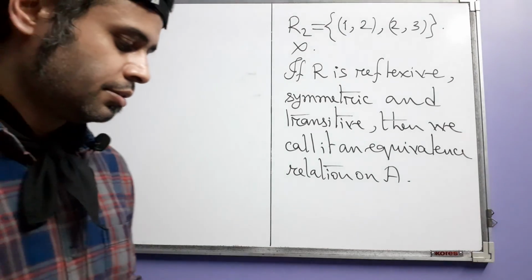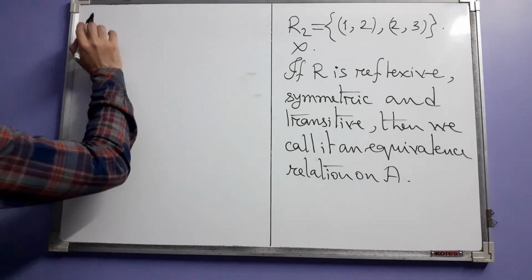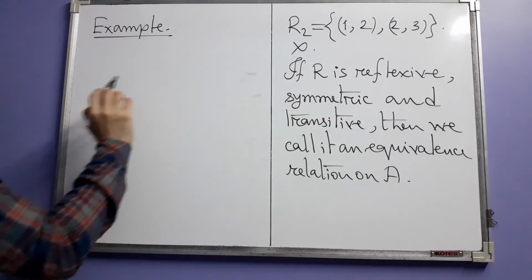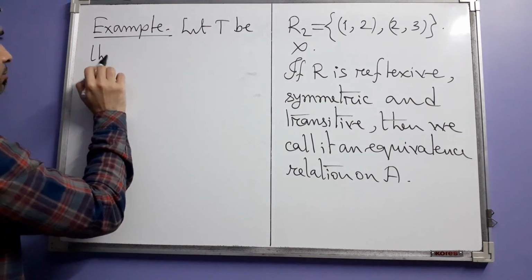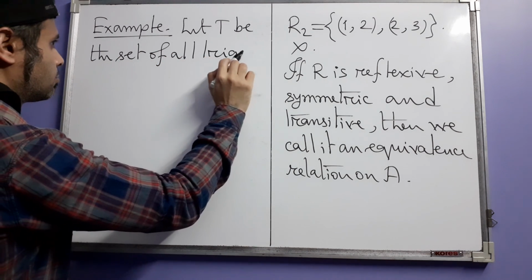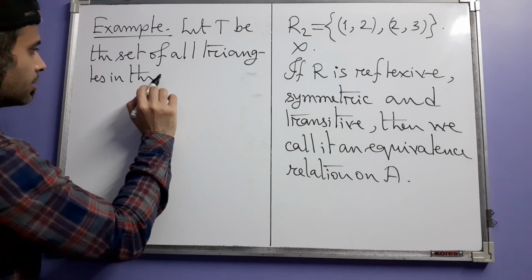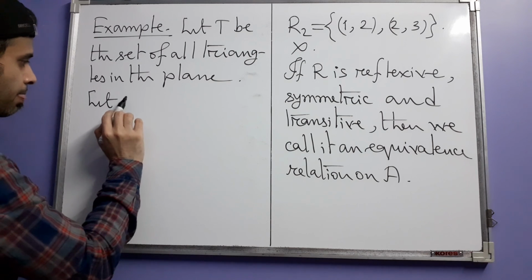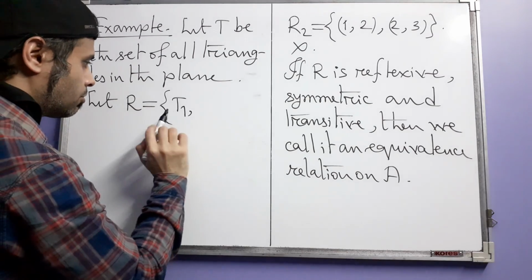You can see these geometric examples. These examples are there in the text. Let T be the set of all triangles in the plane, and let R be the relation on T.